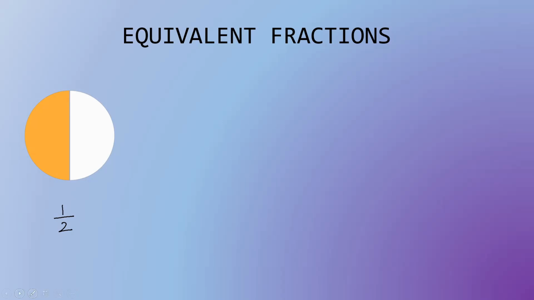Now let's take another example. The same circle now has been divided into 4 equal parts. So what does the fraction become? In the denominator, we will write down 4 as it has been divided into 4 equal parts. And the number of shaded parts is 2, so 2 comes in the numerator.